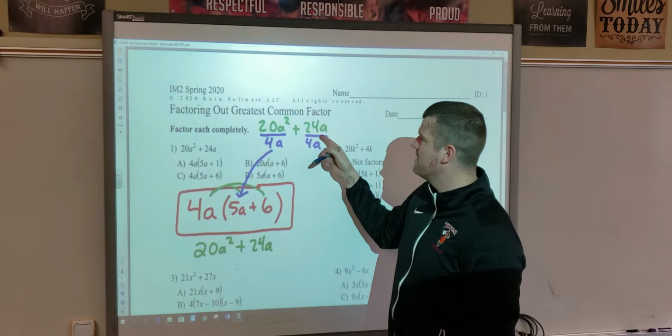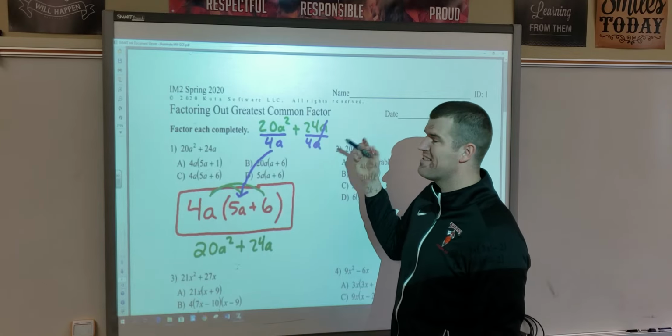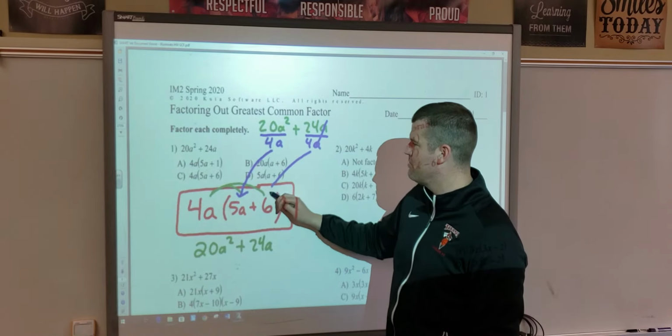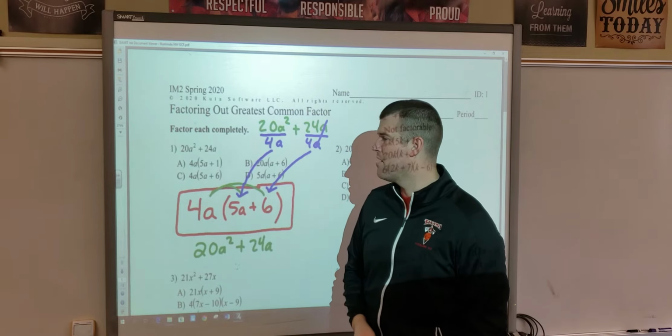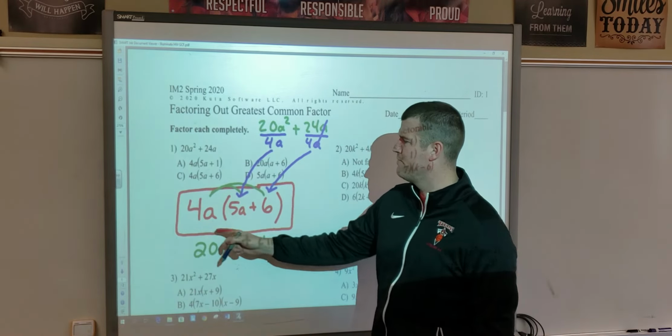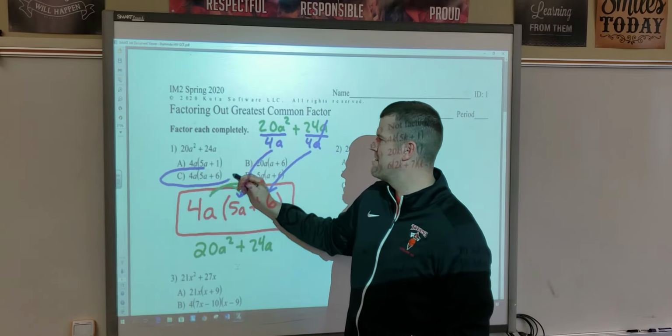And then we could do that again. 24 divided by 4 is 6. A divided by a, they just cancel out. So 24 divided by 4 is 6. Again, just the second way to go through that problem. But in the end, we end up with 4a times 5a plus 6, which was C.